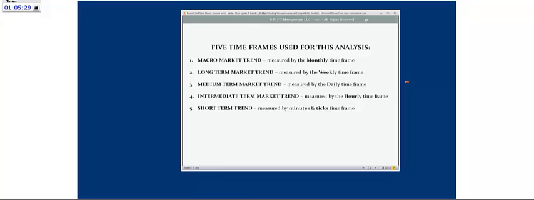The five time frames for this analysis are what I call the macro market trend, which is measured by the monthly time frame. Then the long-term market trend, measured by the weekly time frame, the medium-term market trend measured by the daily time frame, the intermediate-term trend measured by the hourly, and then for day trading, the short-term trends are measured by minutes and ticks.